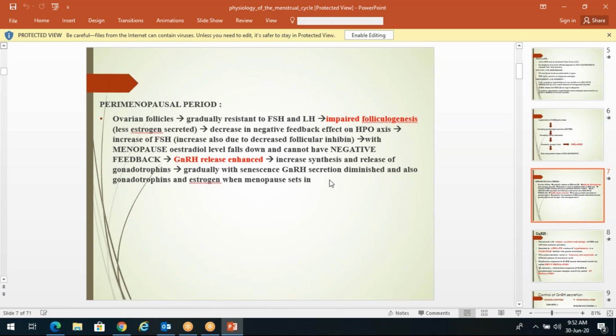So, with the negative feedback effect, there will be an increase in GnRH release. But because of the senescence, even though GnRH is increased, there will be diminished production of FSH and LH.